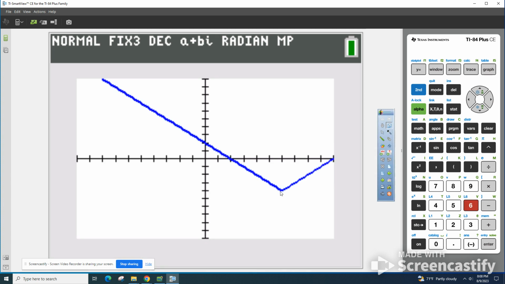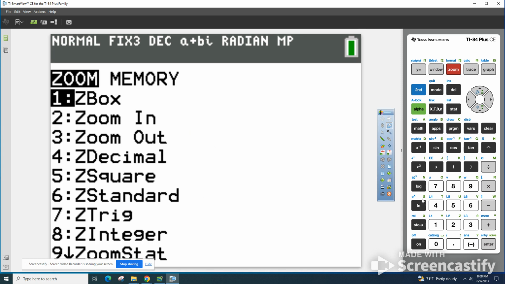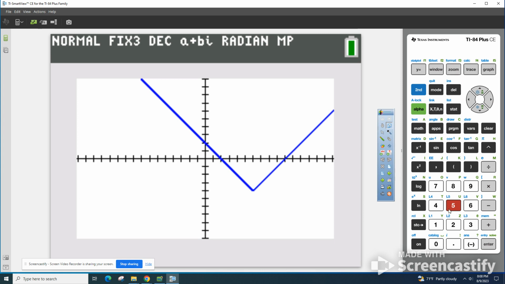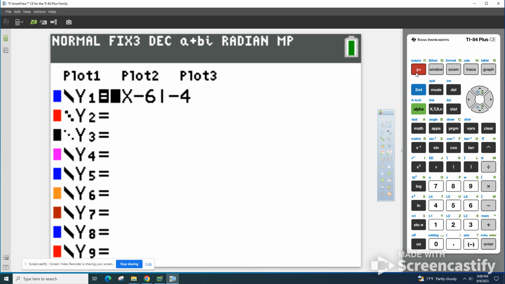Now it's a little bit different because you notice it's negative 10 to positive 10 is stretched out, and this other is negative 10 to positive 10, but it's shorter. So the graph is kind of stretched out. And if that bothers you, you could come in here and do zoom 5, which is called zoom squared. And that's going to look just like what's on the screen. Except it doesn't always reset all the features, because it's not called zoom standard. But that works too.